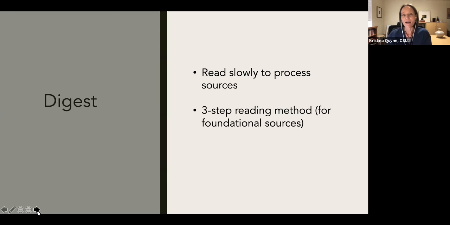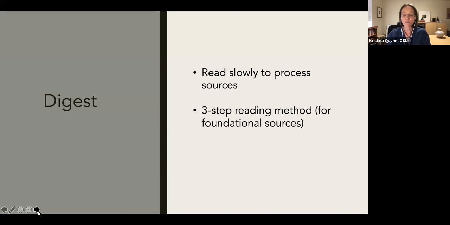Digest, highly recommend read slowly and process clearly. For those of you who attended the reverse outlining workshop, that's part of that, slowing things down. And if you reverse outline a document, you'll understand so much better. We had a conversation about that, right? And then I would recommend a 3-step reading method if you're using foundational sources and things that you have to write about clearly and well.